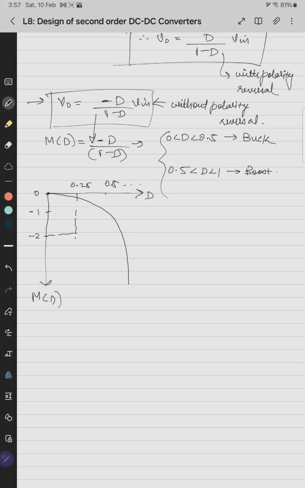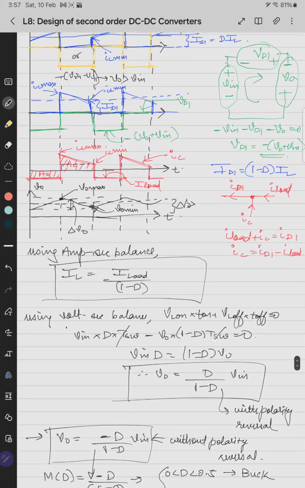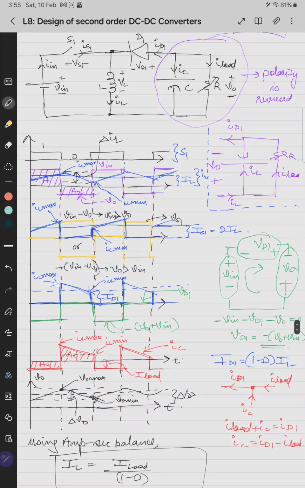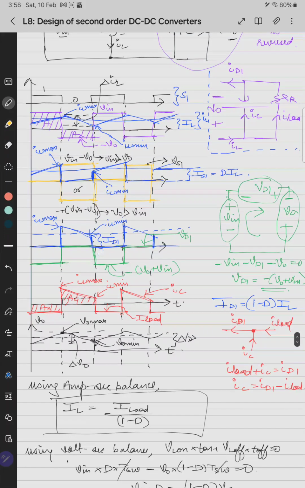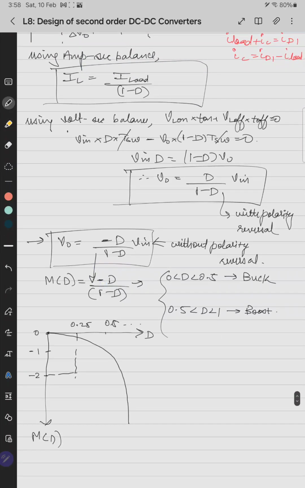So the disadvantage of a buck boost converter is its reversed polarity. Either way, if you don't reverse the polarity, the volt second balance will be invalid, so somewhere a negative sign will come. Let's assume that the polarity is not reversed and the waveforms which we have drawn are correct. Then we have to intentionally add a negative sign in the volt second balance expression, not in the amp second balance. So this is the thing.